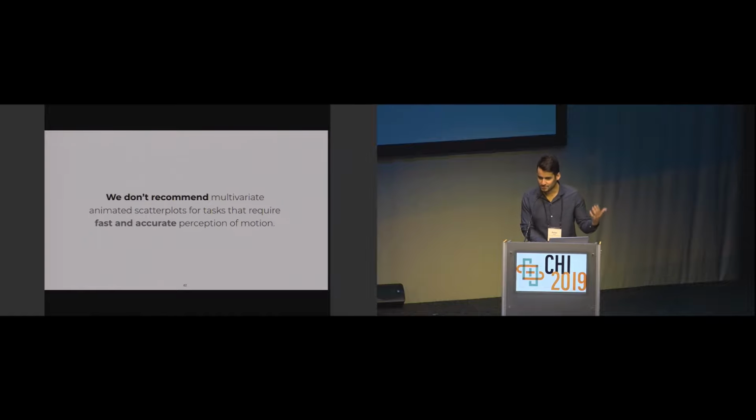So what does this mean in practice? Well, in plain terms, we asked participants questions about motion outliers, and half the time they were more likely to get it wrong. So we conclude that the animated scatterplot is not the best choice if the user needs to make accurate judgments about motion or discover motion outliers. And we encourage designers to consider alternative representations.